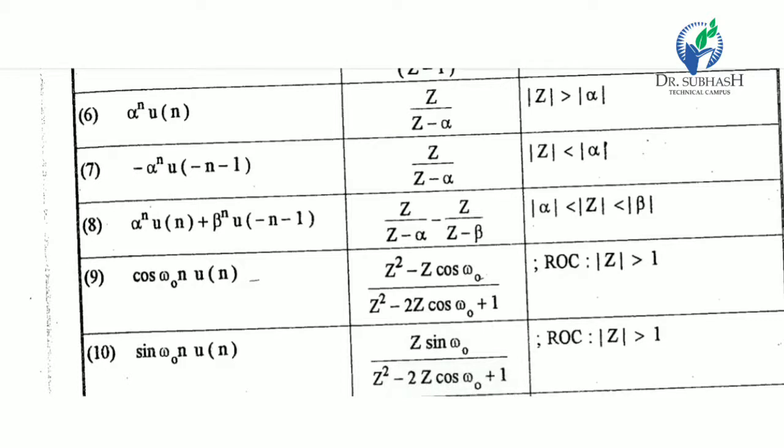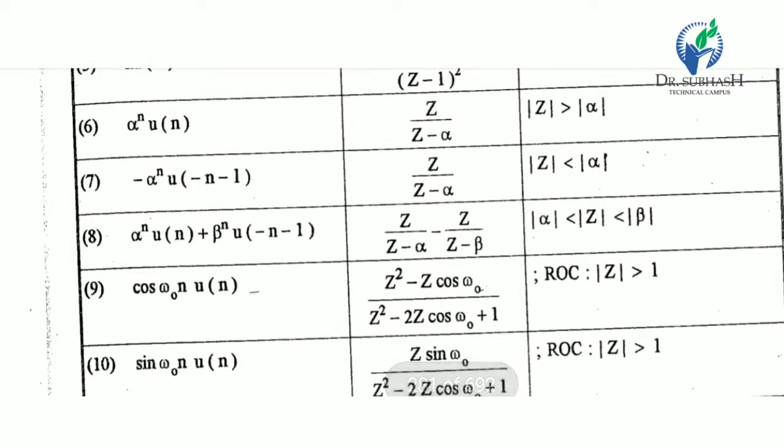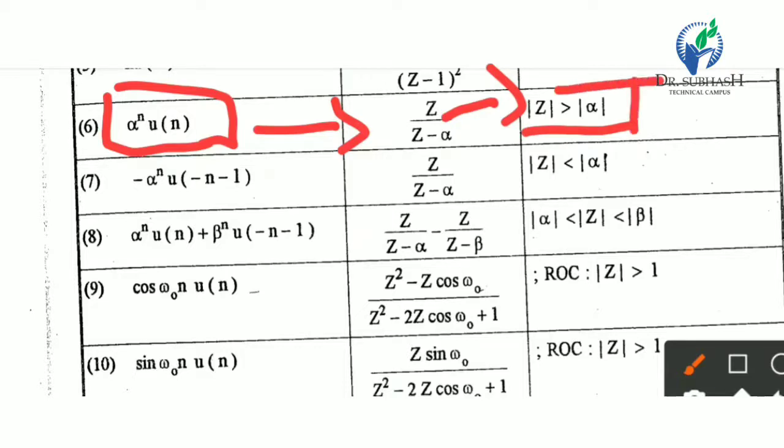For alpha raised to n u of n, the Z transform is z divided by z minus alpha. So we already studied all the signals and their Z transforms. The ROC is mod z greater than mod alpha.